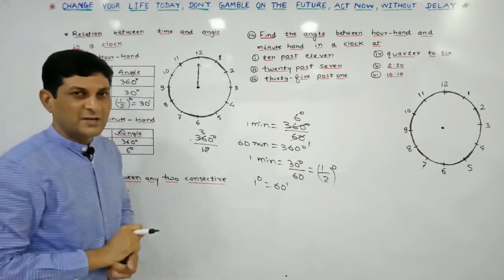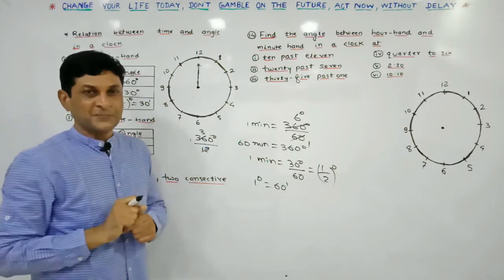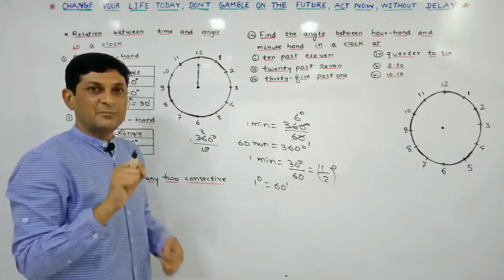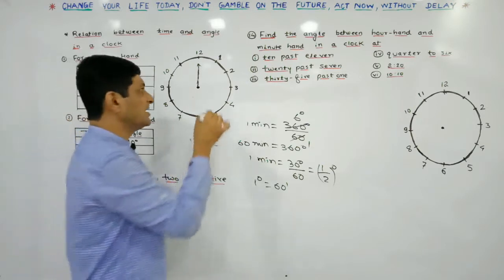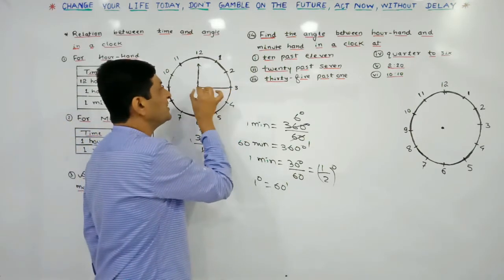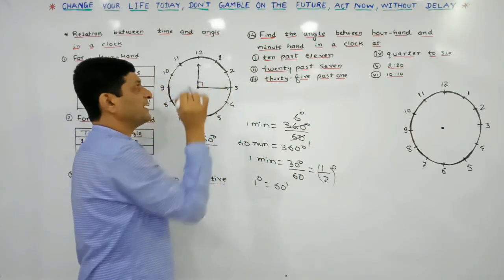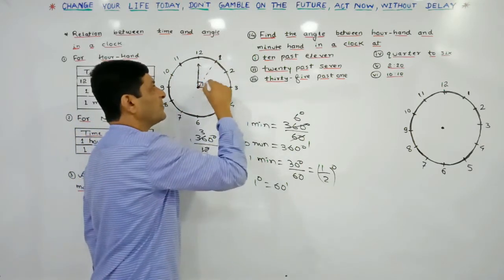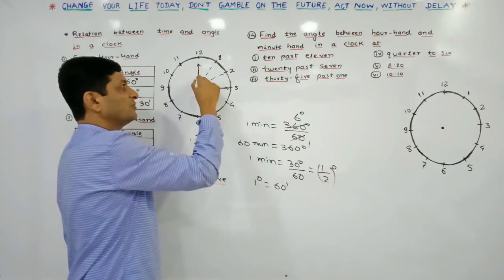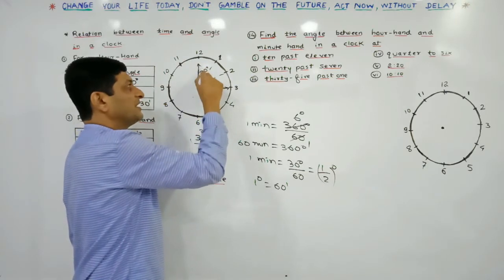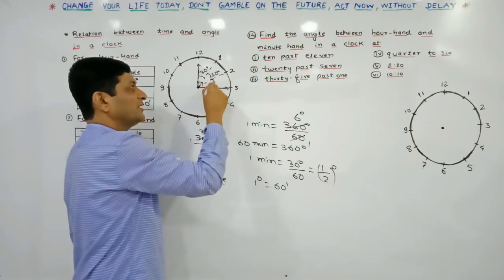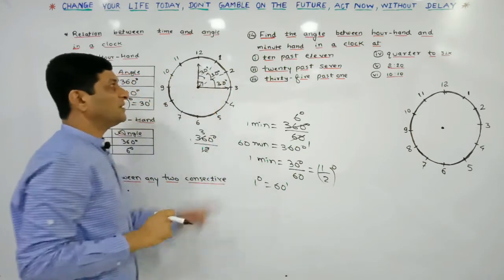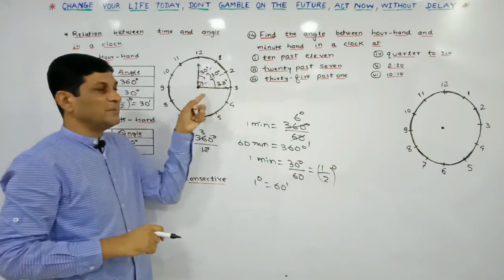All of you are very well acquainted with the watch. So now we are discussing the angle between any two consecutive marks. What is this angle? This complete angle is equal to 90 degrees. Now I am dividing this angle into three equal parts. So each angle will be 30 degrees. This angle will also be 30 degrees, and this angle will also be 30 degrees. 30 plus 30 plus 30 will be equal to what?